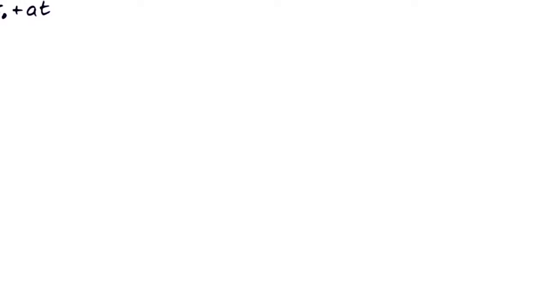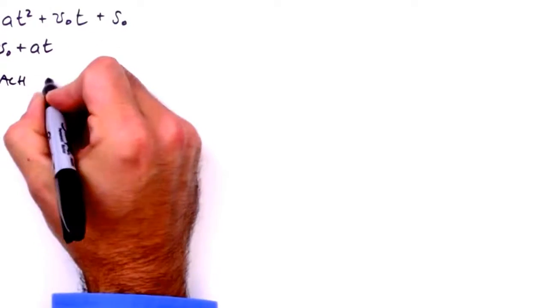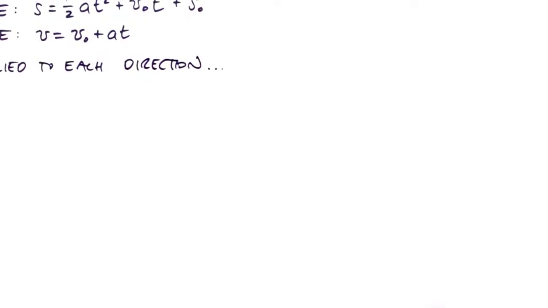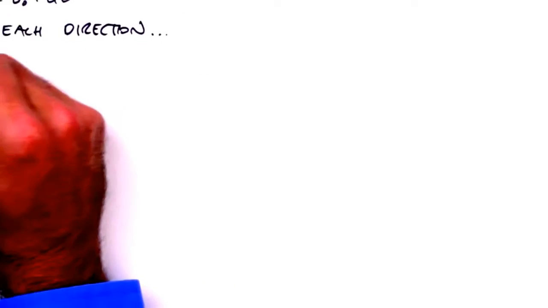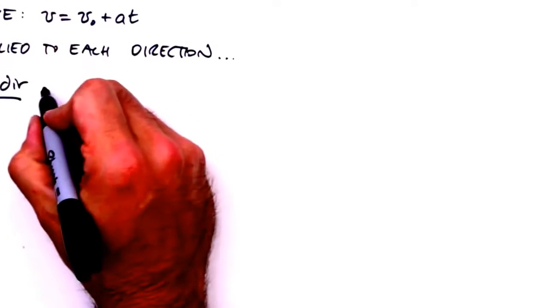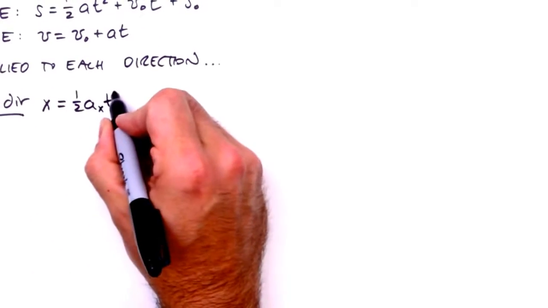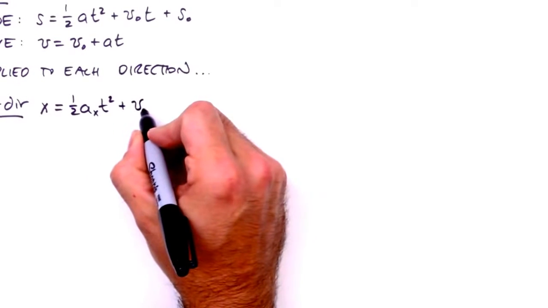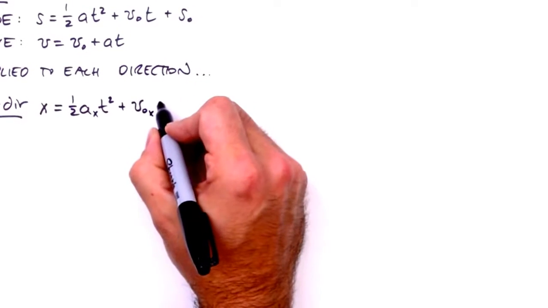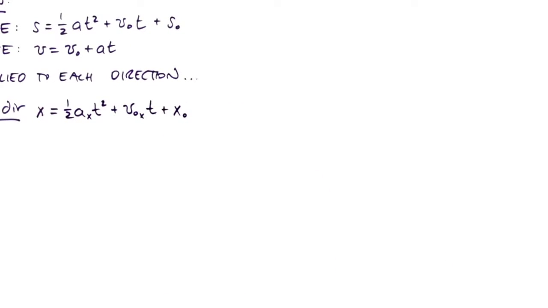Of course, our projectile is moving through 2 dimensions, so, with a nod of appreciation to Galileo, we'll apply these equations to each direction separately. So in the x direction, starting with the displacement equation, instead of s, we have x equals 1/2 a sub x, that's the acceleration in the x direction, times t squared, plus v sub o sub x, the x component of the initial velocity, times t, plus x sub o, the initial horizontal position.